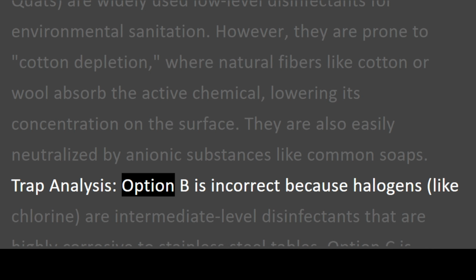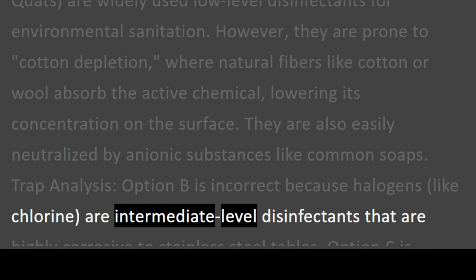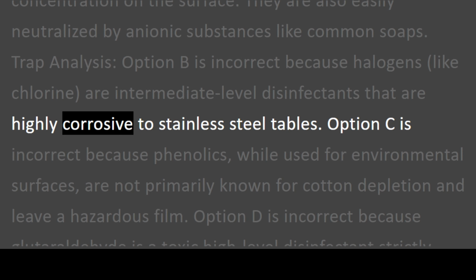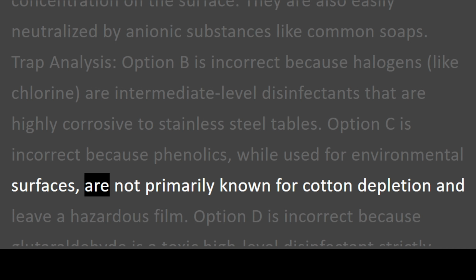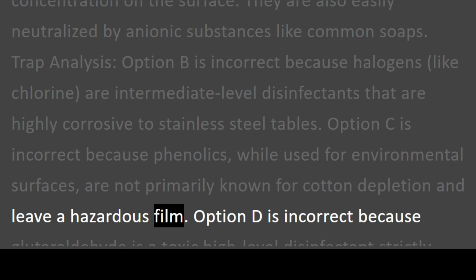Trap analysis. Option B is incorrect because halogens, like chlorine, are intermediate-level disinfectants that are highly corrosive to stainless steel tables. Option C is incorrect because phenolics, while used for environmental surfaces, are not primarily known for cotton depletion and leave a hazardous film.